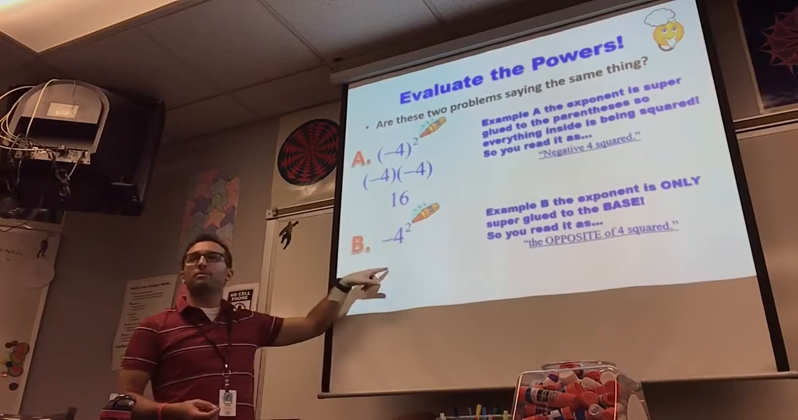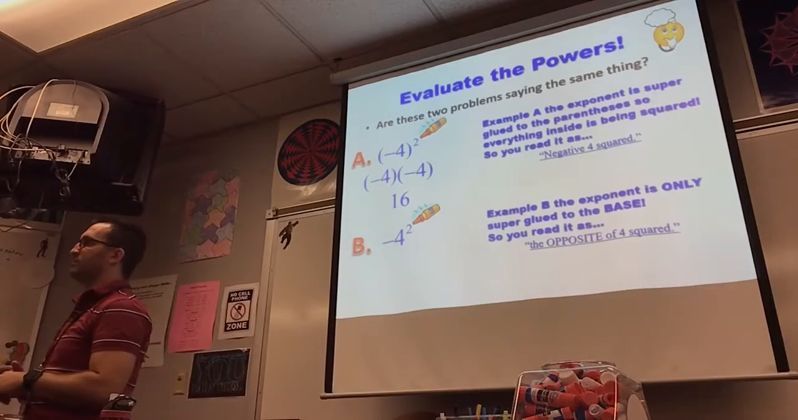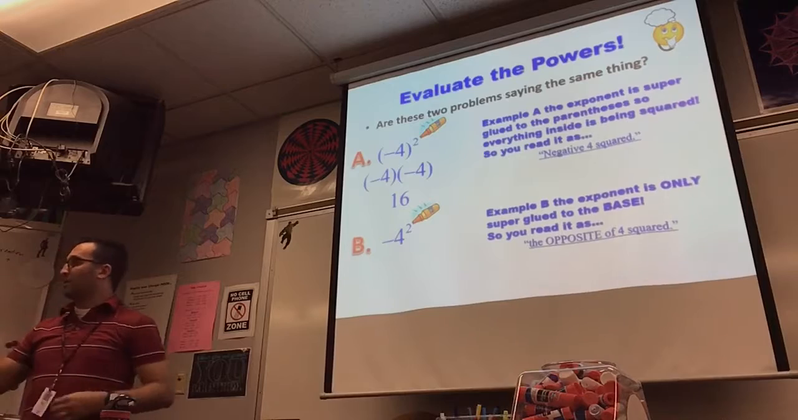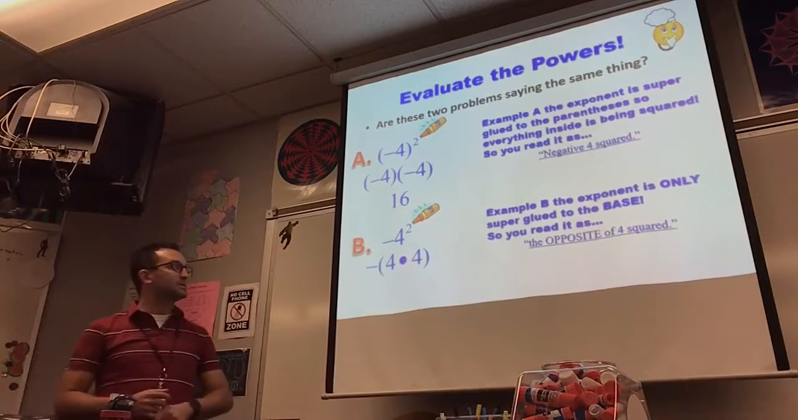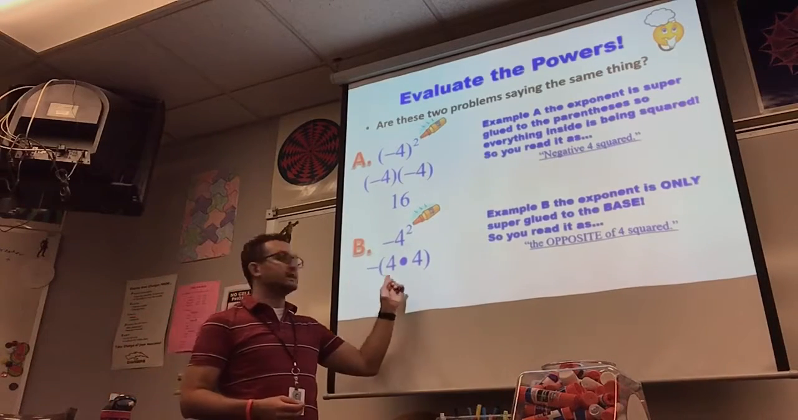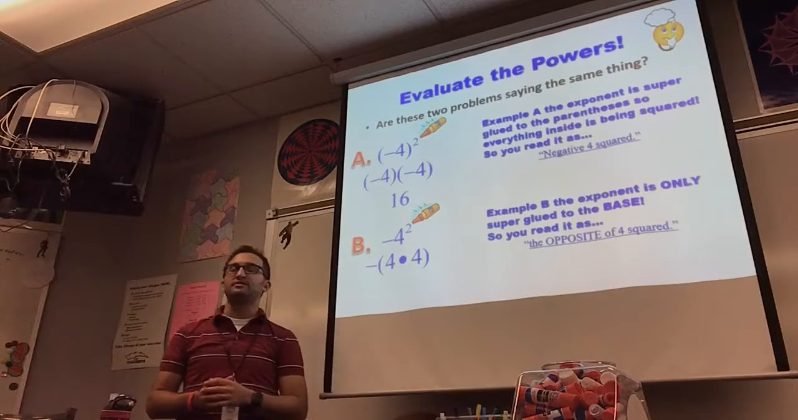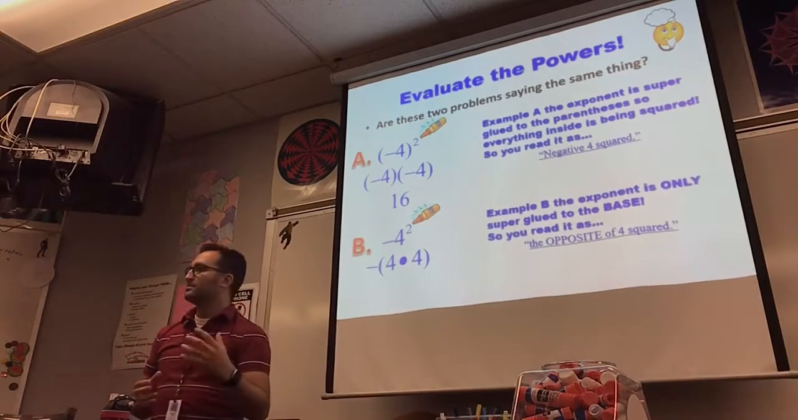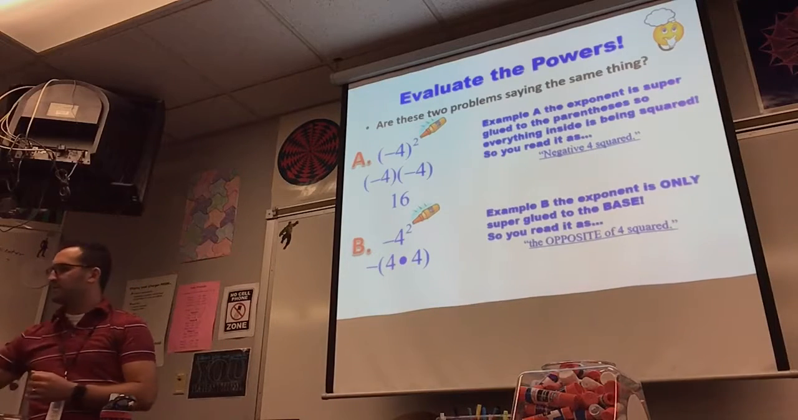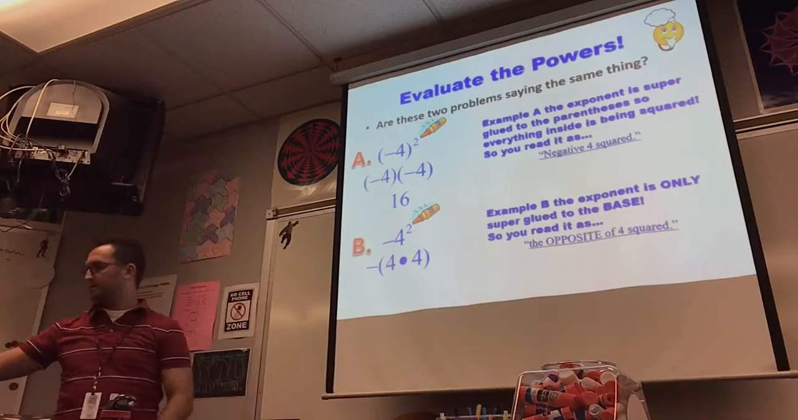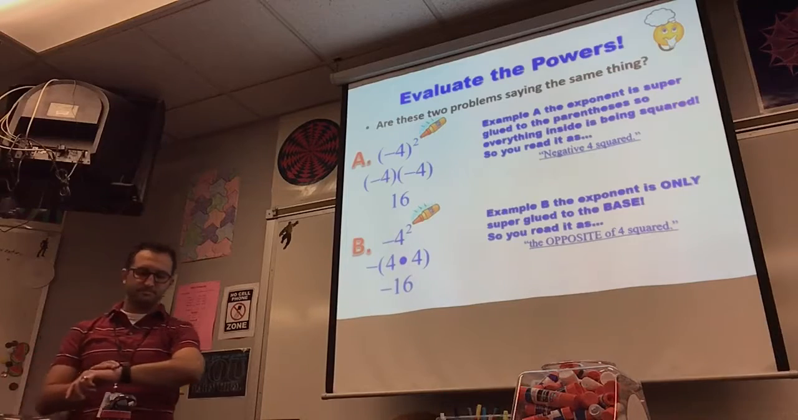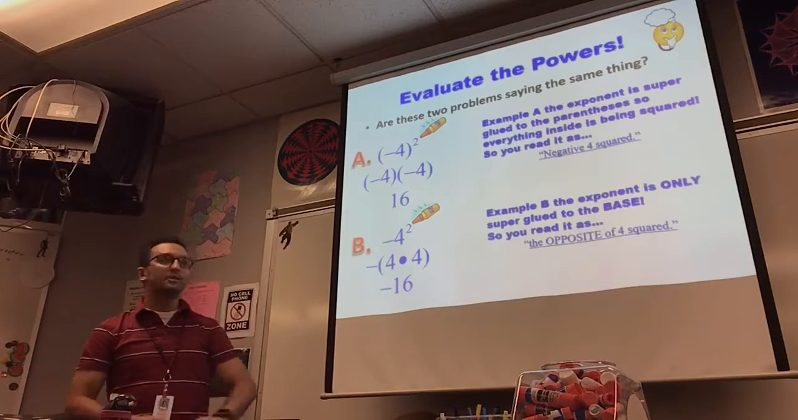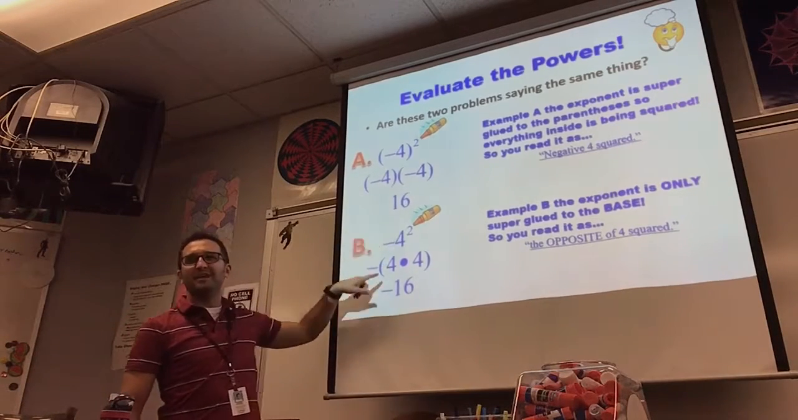So what are we going to repeat here? The 4. And then we're going to tack that negative on in front. I usually like to write it in parentheses to make my life a little bit easier. It makes it more obvious what I'm actually squaring. So what's that going to equal? -16. Notice the difference between this one and this one.